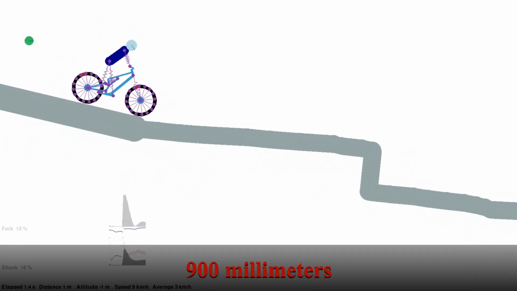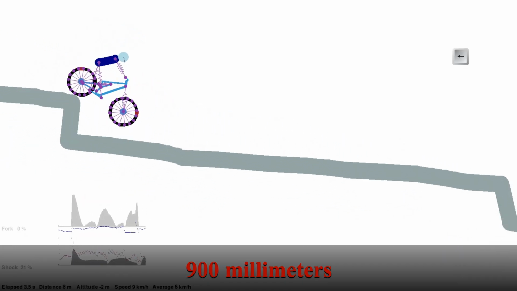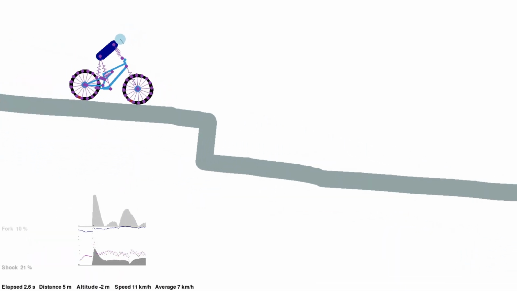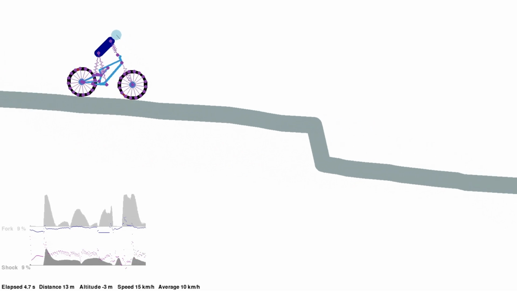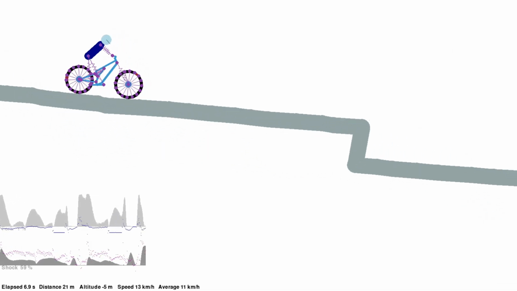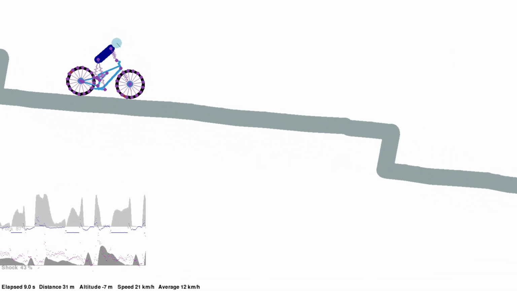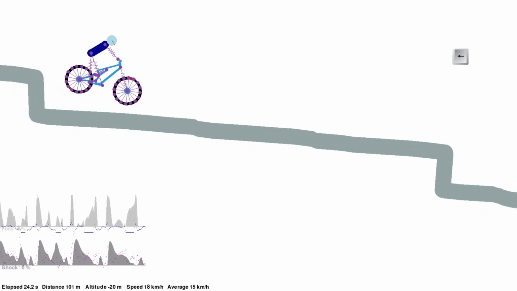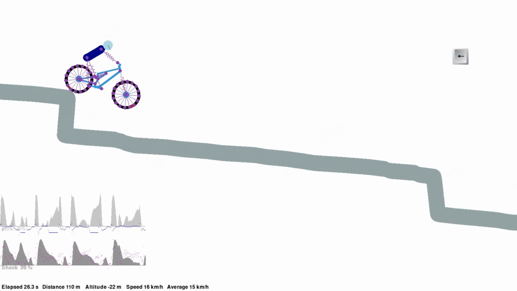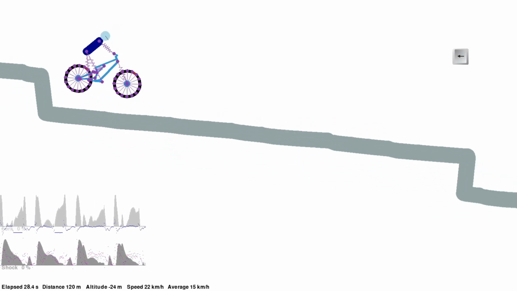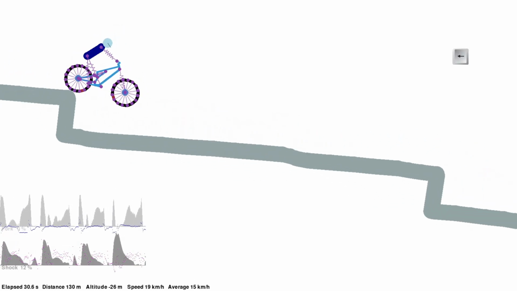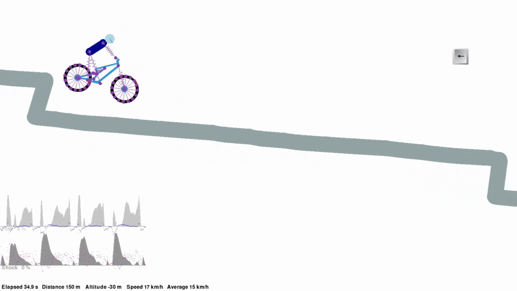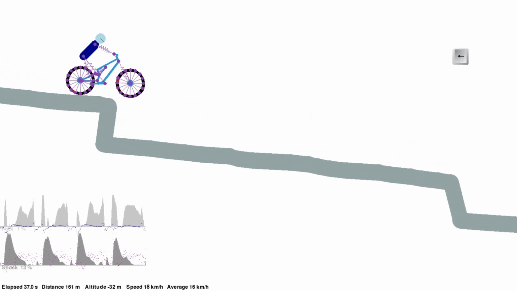For larger drops like 900 millimeters, the pull in and push out technique only works if the speed is high enough or the timing is impeccable. Gyro also experimented with a technique where he stands tall up over the bars and then pushes the bars forward while he moves his weight down. I think this works because he's able to pull the back wheel up and over the drop.